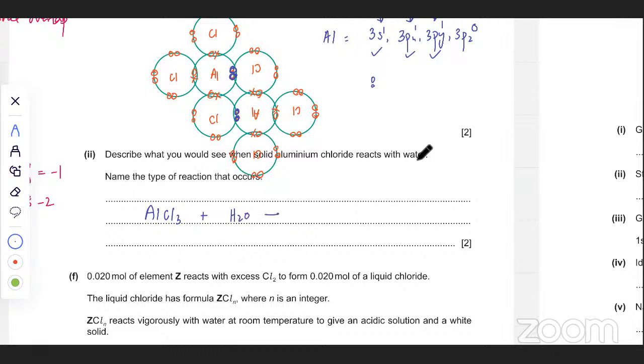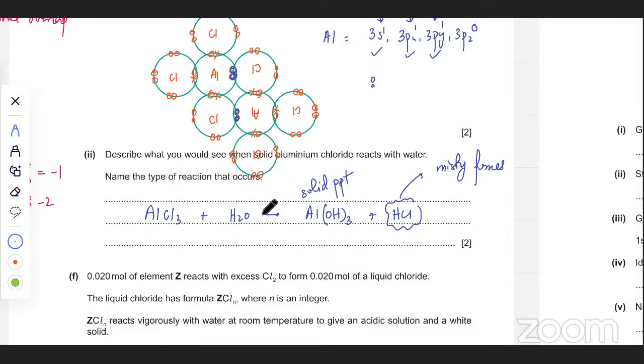That was simply that aluminium hydroxide is formed, a precipitate. This is known as a precipitation reaction, and HCl gas is formed. So what you would see is misty white fumes of HCl gas, and it will form a solid precipitate. So there's going to be a precipitation reaction when AlCl3 reacts with H2O.